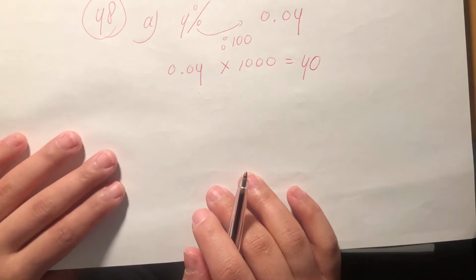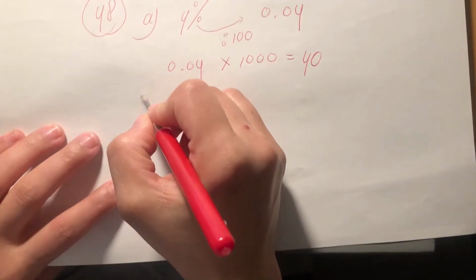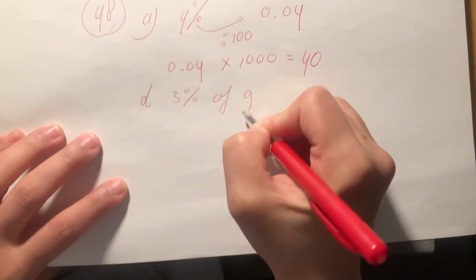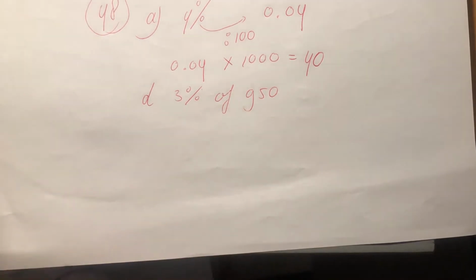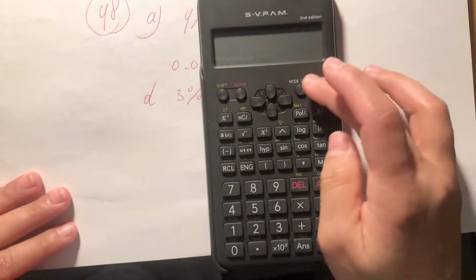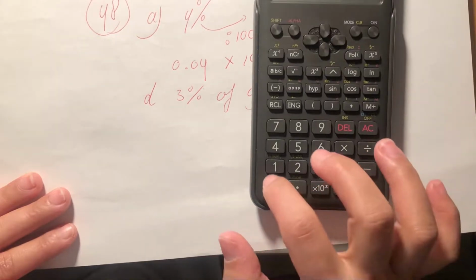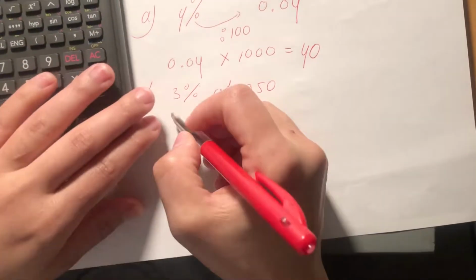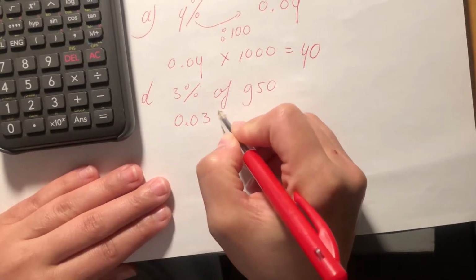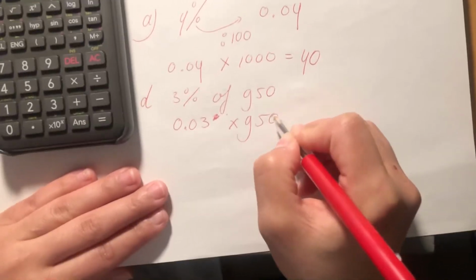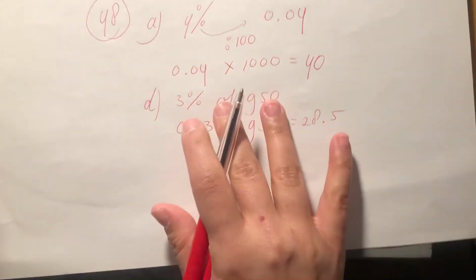Now let's look at a more difficult one. Let's look at question D, for example. 3% of 950. Now in one step, first find out what 3% is. So you don't need to do this mentally. Just grab the calculator. First, 3% as a decimal, 3 divided by 100, which will become 0.03, and then you multiply it times 950. This will become 28.5.